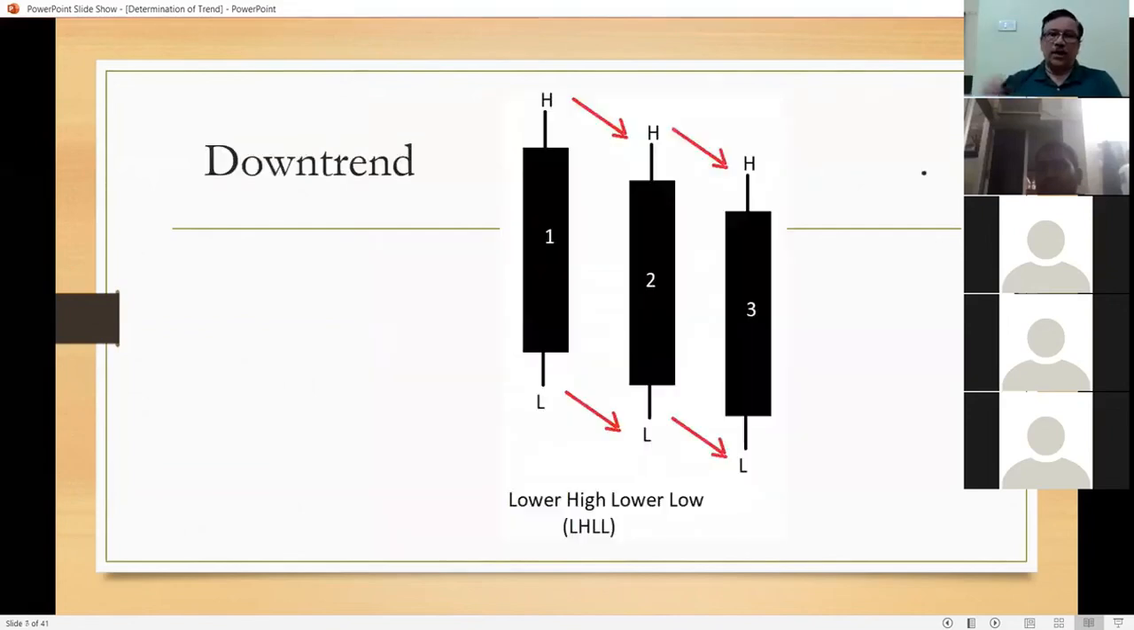So lower high, lower low, downtrend. Compared to yesterday's high, today's high is lower. Compared to yesterday's low, today's low is lower. That is called lower high, lower low. So the simple thing is whether your stock is making higher high, higher low, lower high, lower low, or the candles are just beside each other, sometimes making higher high, sometimes lower low, sometimes lower high, higher low. All these things, that is sideways or neutral.